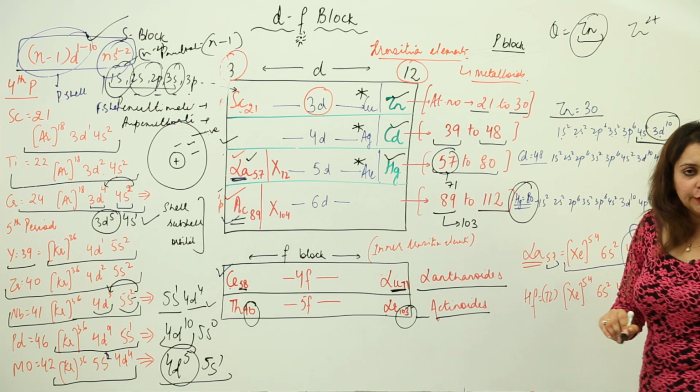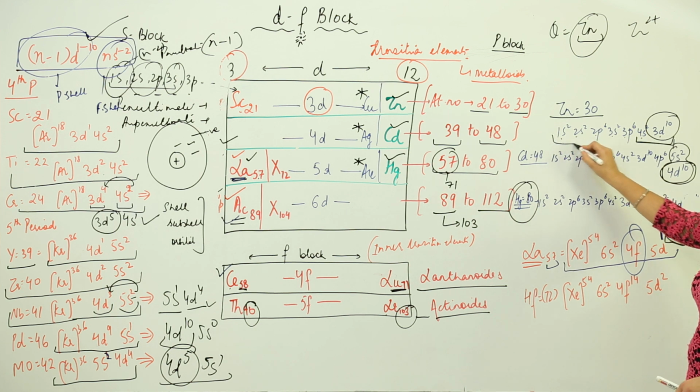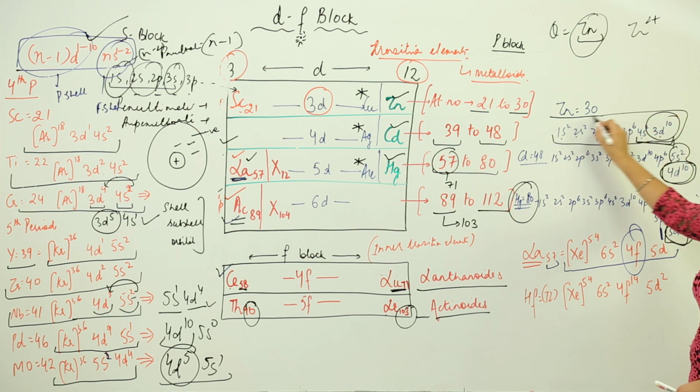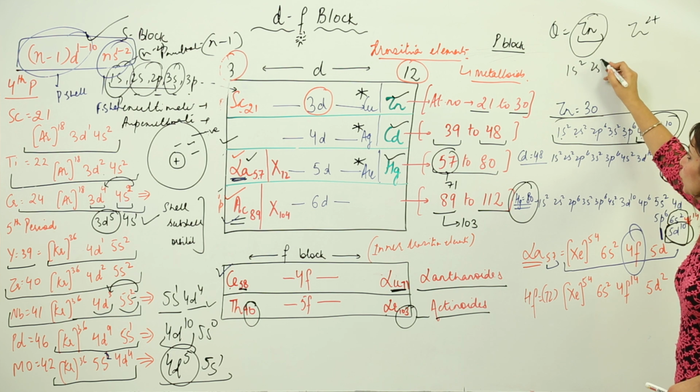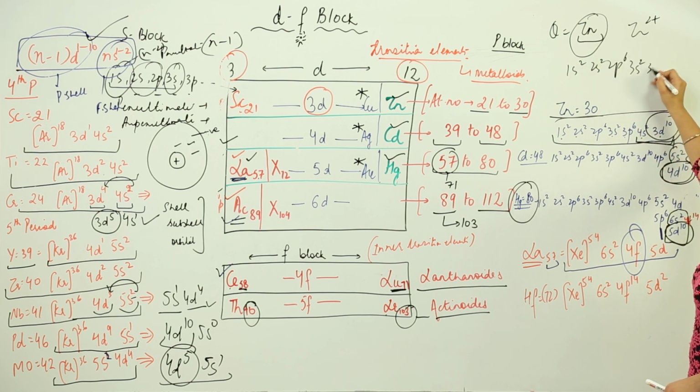So if we write the configuration for zinc, obviously you know that it is already written: 1s2, 2s2, 2p6, 3s2, 3p6, 4s2, 3d10.